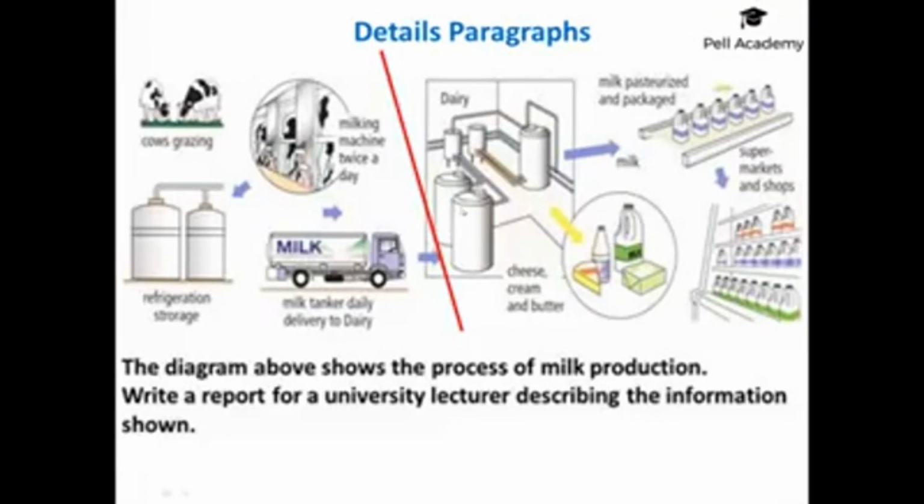And then from here you're just going to say, from the dairy. It doesn't actually show the individual components of what happens in the dairy. So I would probably go to this one first: from the dairy, you can also see that cheese, cream, and butter are produced. However, in the dairy, milk is pasteurized and packaged into bottles. And then finally, you just talk about the delivery and the fact that it can be sold there.